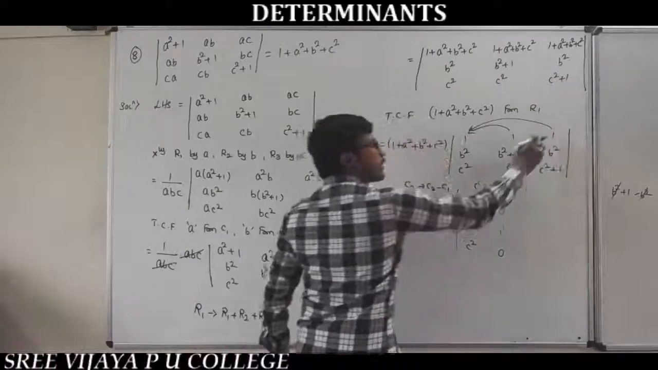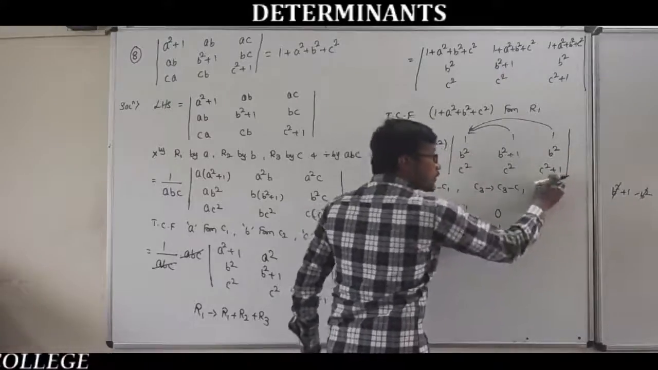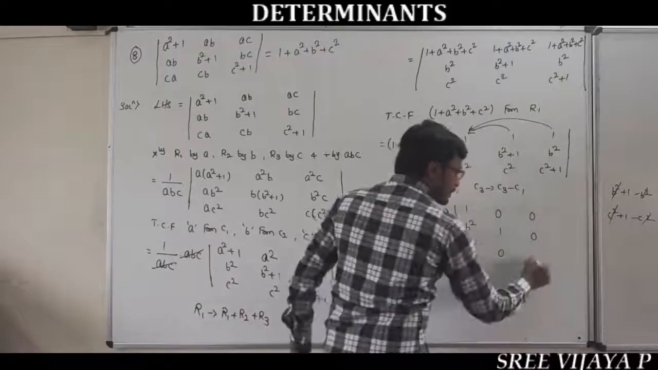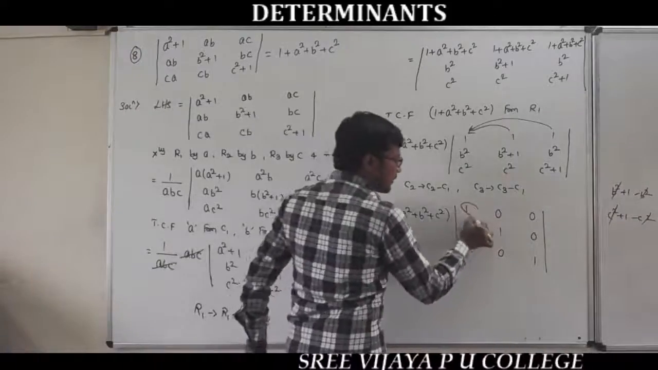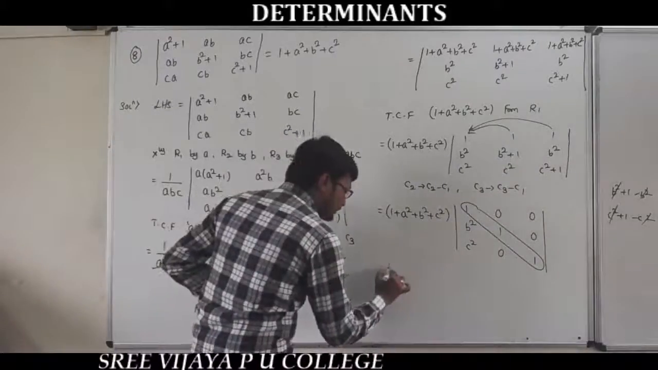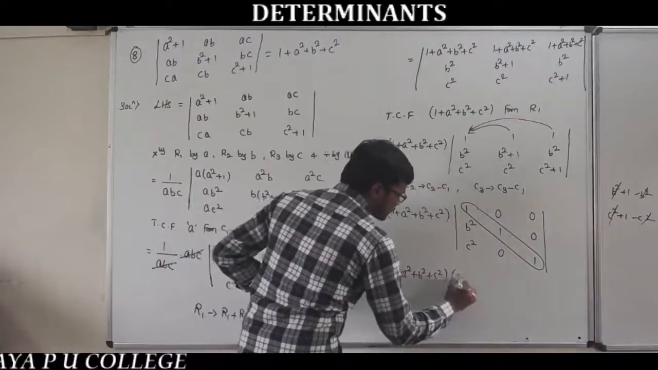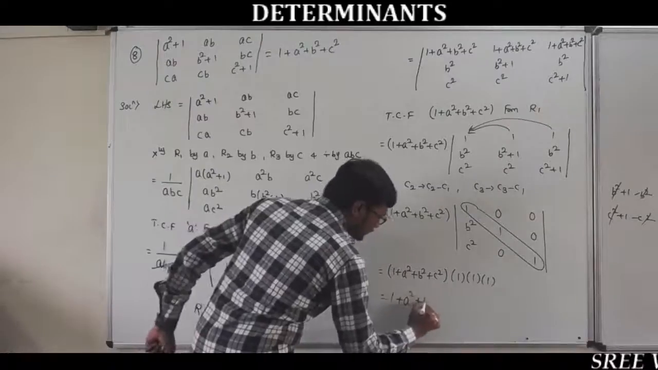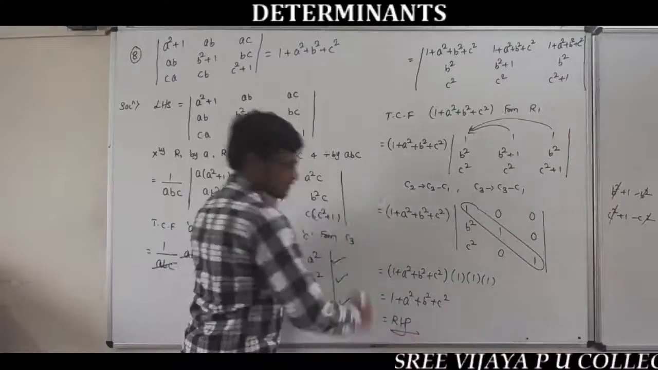Column 3 minus column 1: 1 minus 1 is 0. B square minus B square, that is also 0. C square plus 1 minus C square, the C square minus C square gets cancelled, again you get 1. So again, above the principal diagonal elements, all are zeros, right? You can multiply the principal diagonal elements. So 1 plus A square plus B square plus C square into 1 into 1 into 1 equals 1 plus A square plus B square plus C square. That should be the RHS.